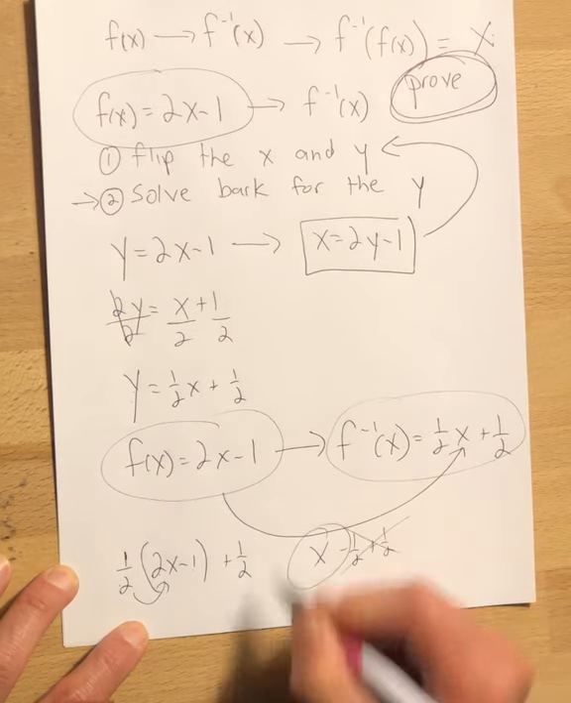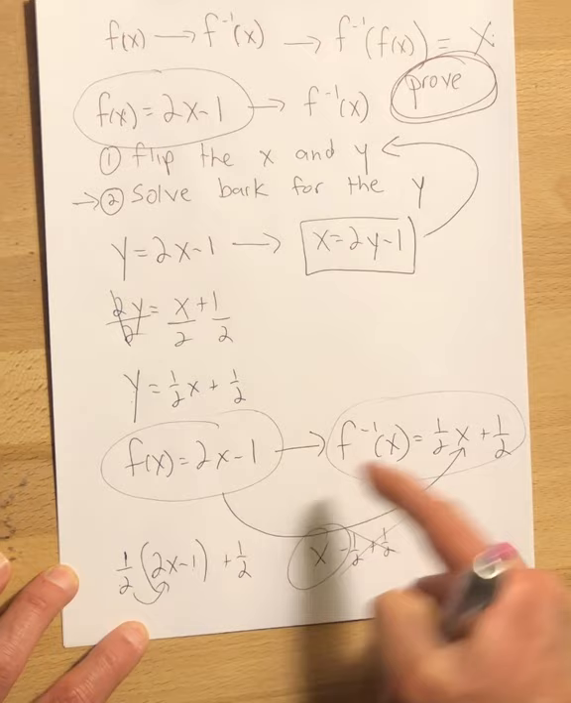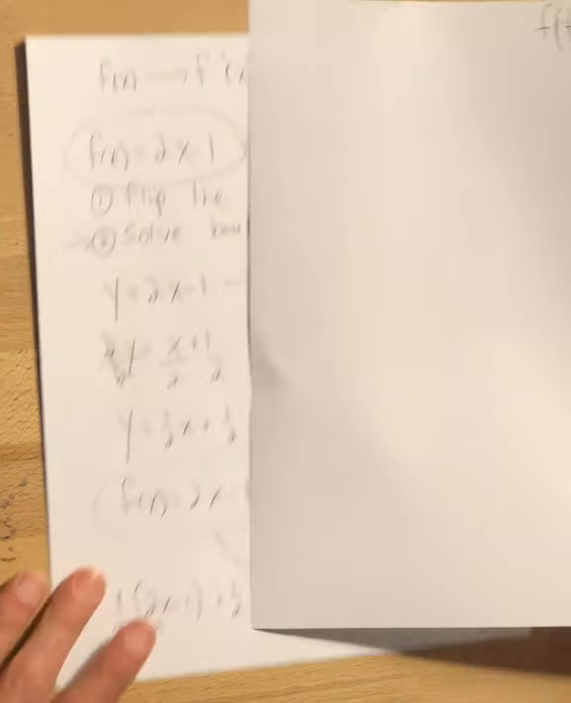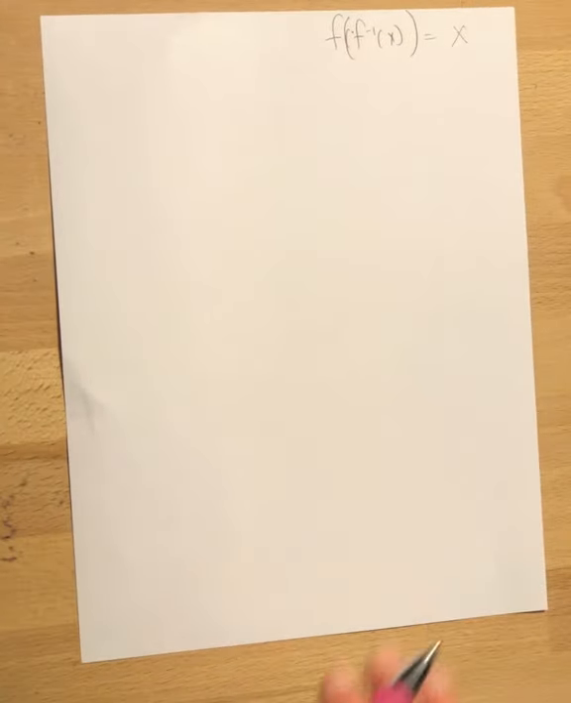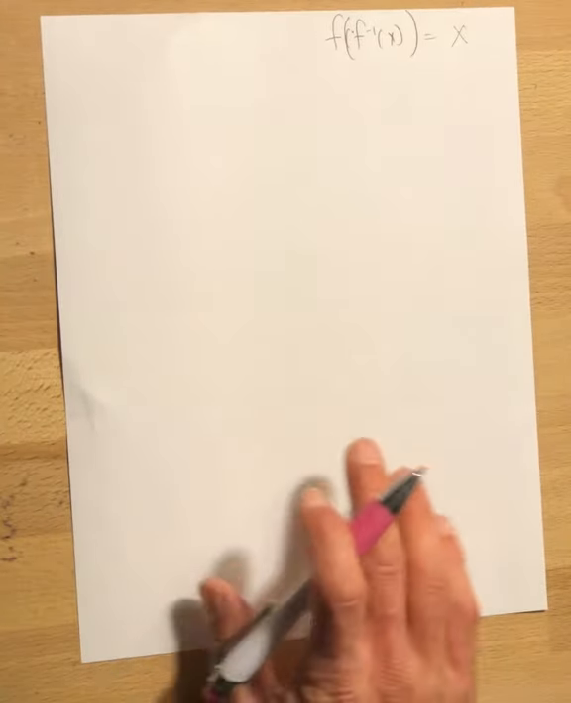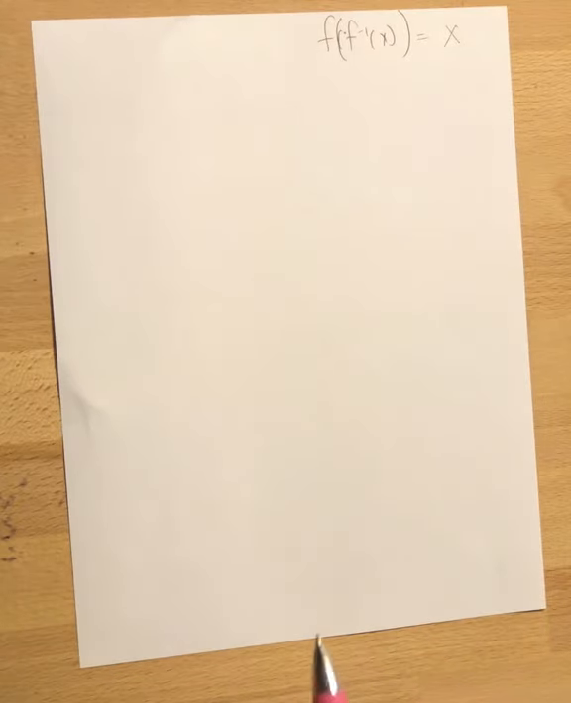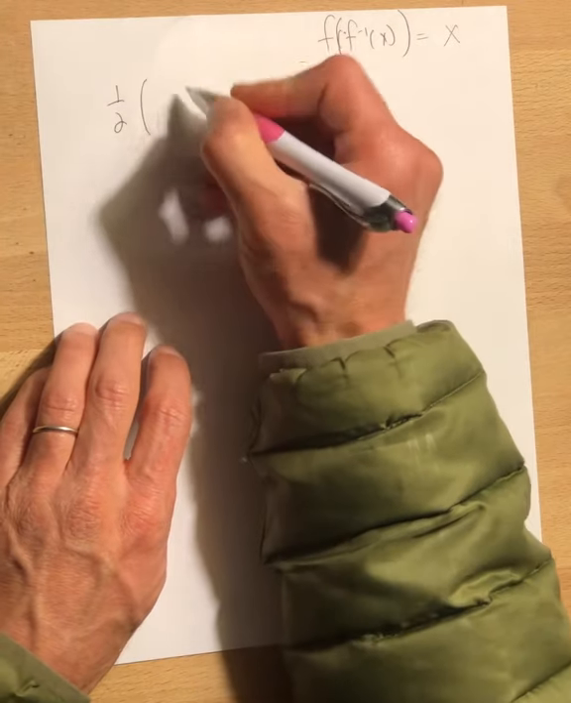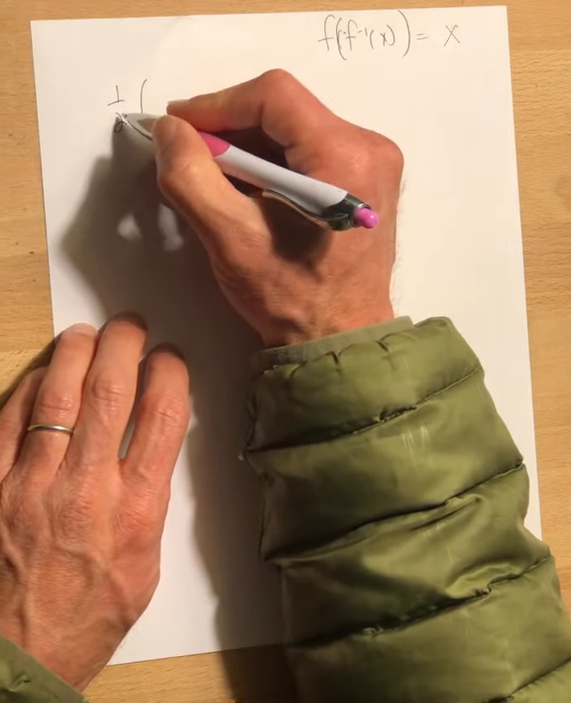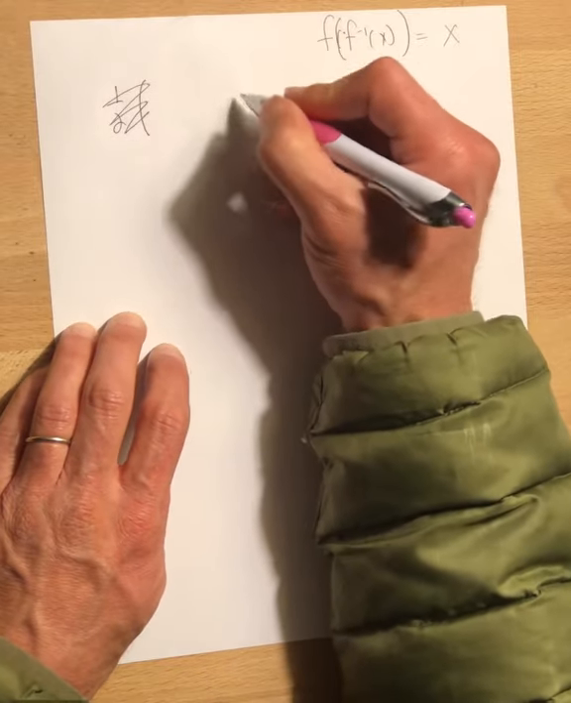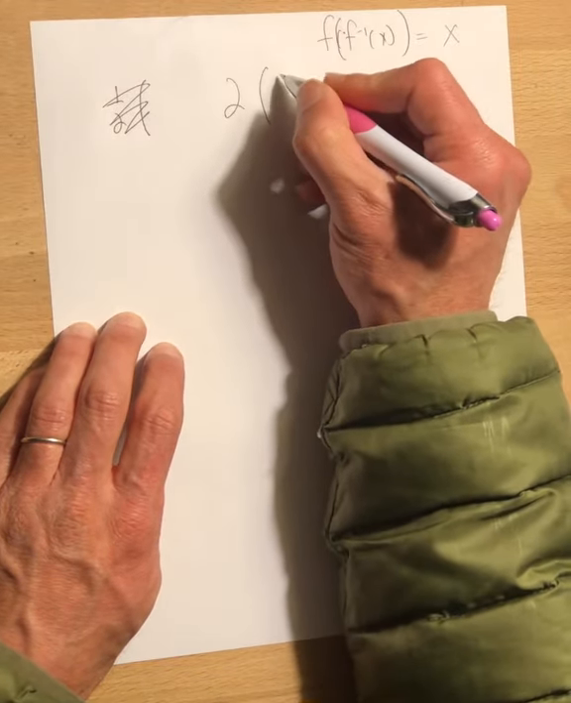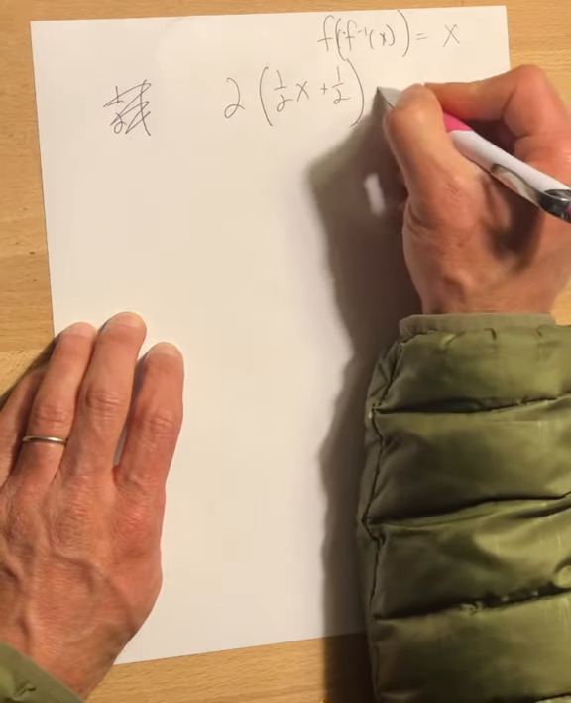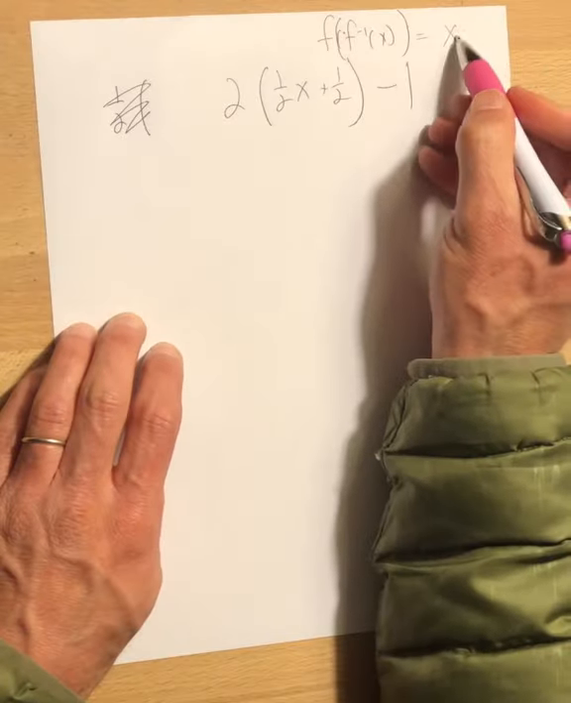These two cancel out to get x. That means they are inverses. And then if I do it the opposite way, let's do the other function. Let's do 2 times, instead of x, I'm going to plug in 1/2 x plus 1/2 minus 1. I should get this answer.